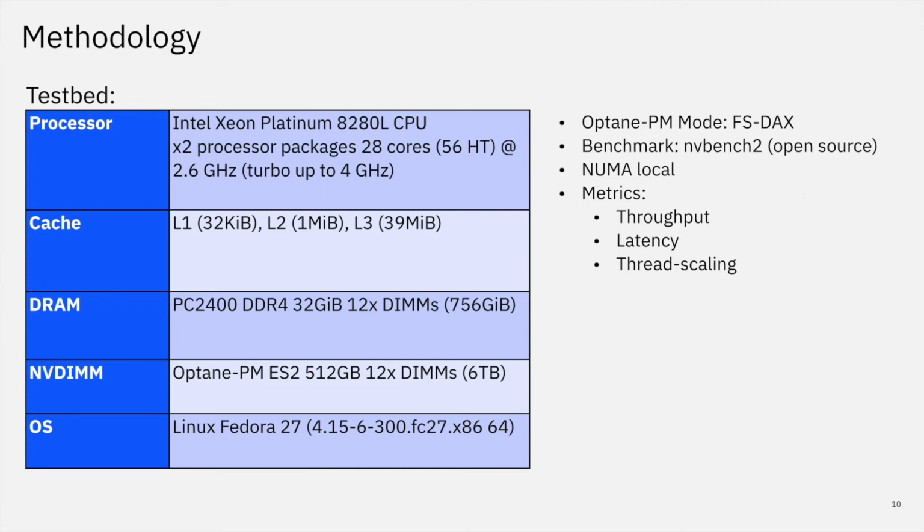We used our own benchmark tool called NVBench2, which is also open sourced together with our in-memory key-value store MCKVS. All tests are performed with a NUMA local setup, and we measure the throughput, latency, and the scalability. We didn't measure the performance of NUMA remote setup because we are mostly interested in the best case scenario as a baseline as our key-value store best performance target.